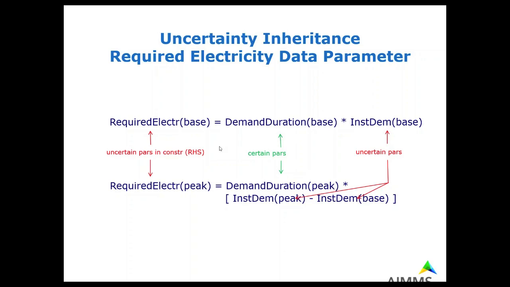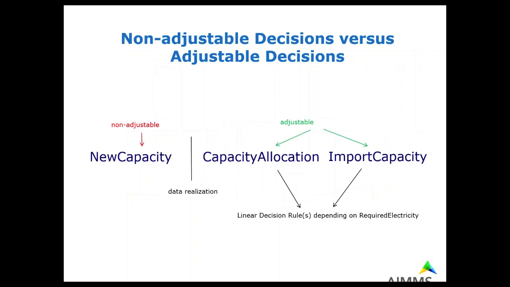Also when it comes to our decisions, it may be good to clarify: we have the new capacity decisions. This will be our non-adjustable decision. This has to be determined independently of the data realization. And we have adjustable decisions like capacity allocation and the import capacities. And we will assume, of course, that these adjustable decisions depend linearly on our data, so that a linear decision rule applies to our adjustable variables.